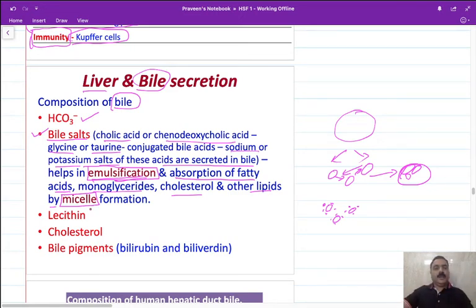Okay, so in addition to the bile salts, which are for the emulsification and the micelle formation function, we have other substances, which include the lecithin and the cholesterol, and also the bile pigments. You will study more about the bile pigments in your biochemistry, which are the bilirubin and the biliverdin. This comes from the breakdown of the heme molecule. And this is what gives the yellow color, the bile pigments. Like in the urine and in the fecal matter, the yellow color is coming from the bile pigment. So that comes from the breakdown of the heme molecule.